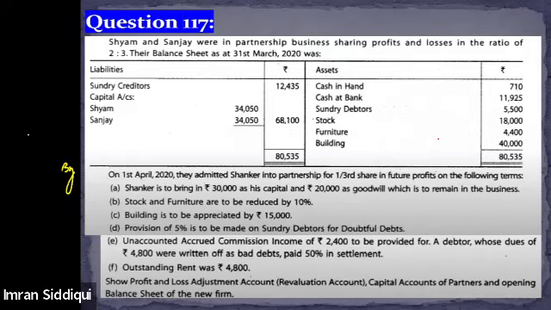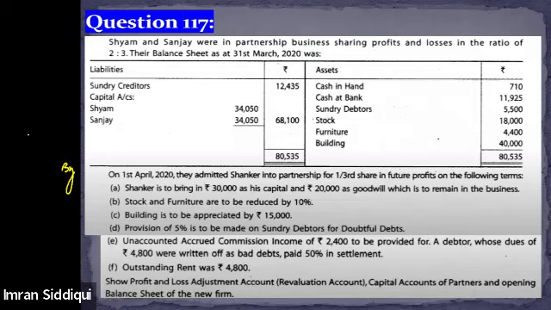Then there is some additional information given in the question. Shankar is being admitted for a 1/3 share in the future profit on the following terms. Shankar is to bring 30,000 as capital and 20,000 as goodwill. Stock and furniture are to be reduced by 10%. Building is to be appreciated by 15,000. A provision of 5% is to be made on sundry debtor for doubtful debt.